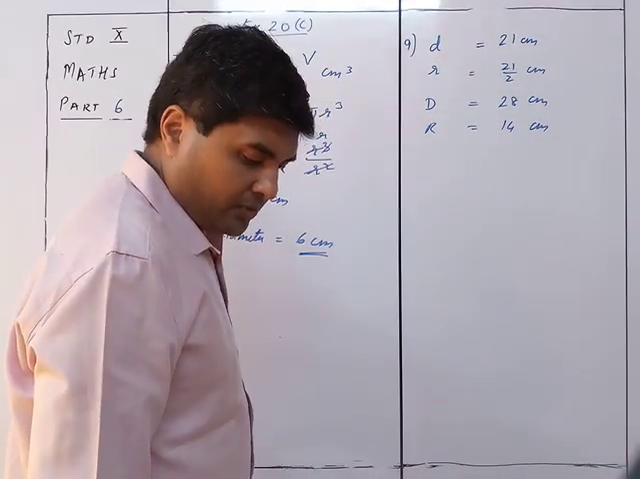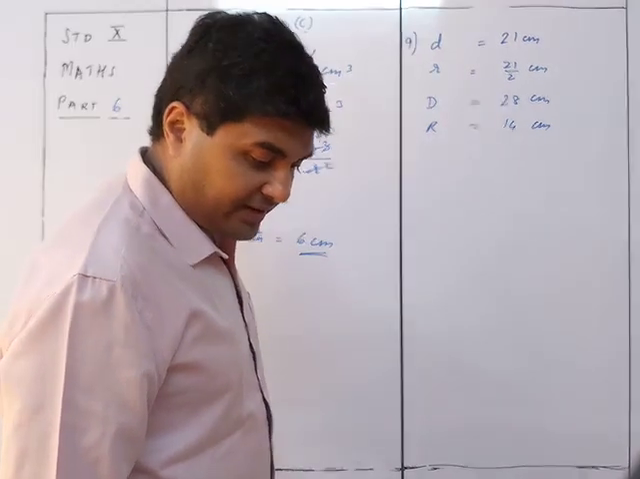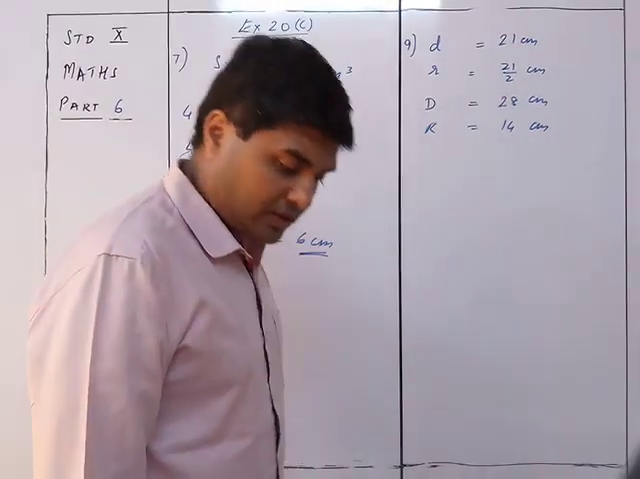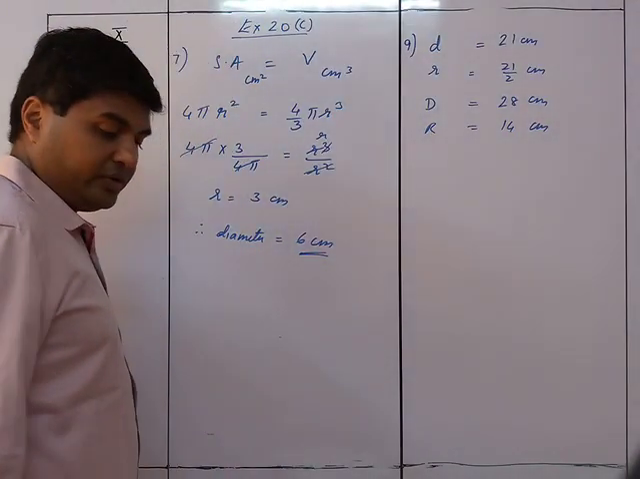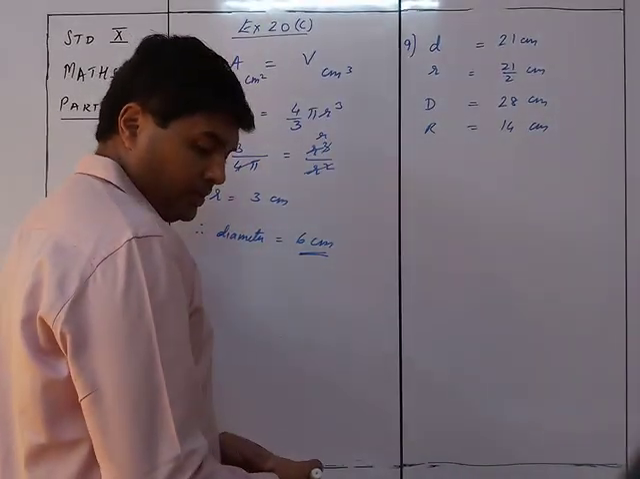You need to find out the internal curved surface area, external curved surface area, total curved surface area, and the volume of the material. So all the things you need to find out. Let's find out one by one.